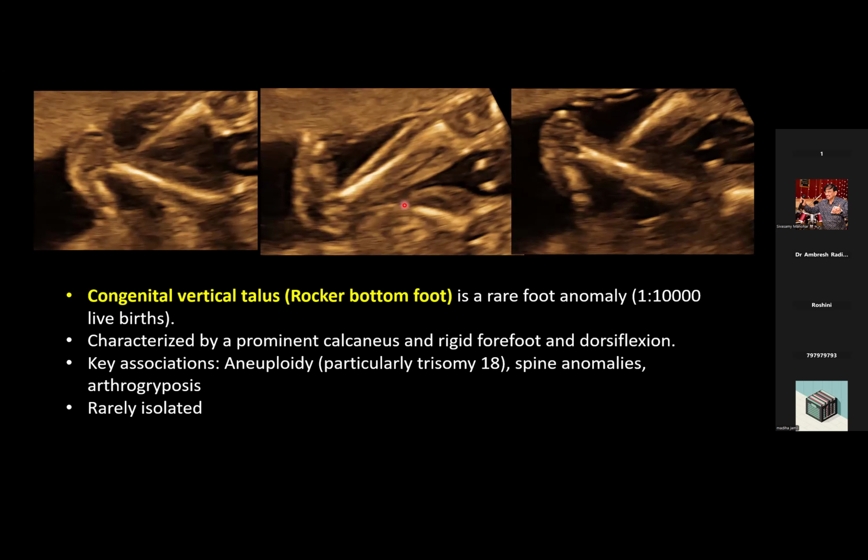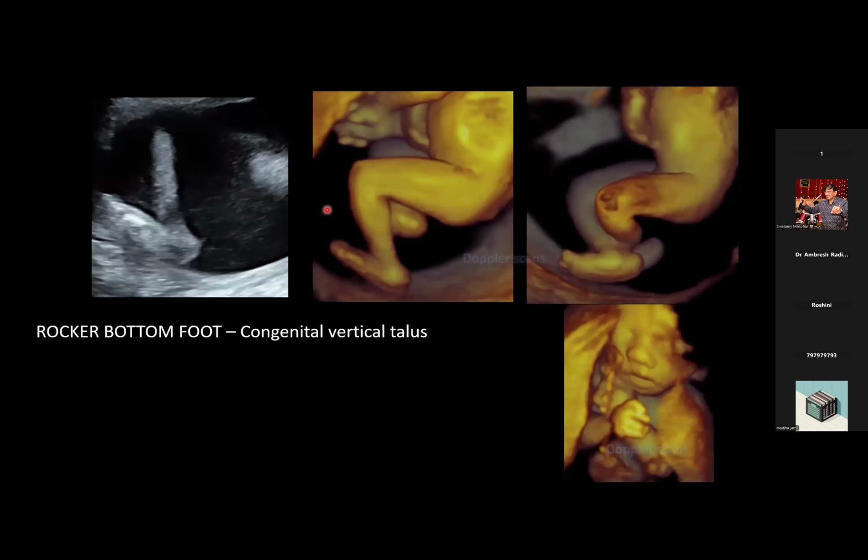Moving on to the next alignment abnormality in the lower limb, the congenital vertical talus or rocker bottom foot, which is a rare foot anomaly. It is characterized by a prominent calcaneus and a rigid forefoot in dorsiflexion. The key associations are trisomy 18, spinal anomalies, and arthrogryposis. In contrast to CTEV, this is rarely isolated. The sagittal view is the best to assess this anomaly.